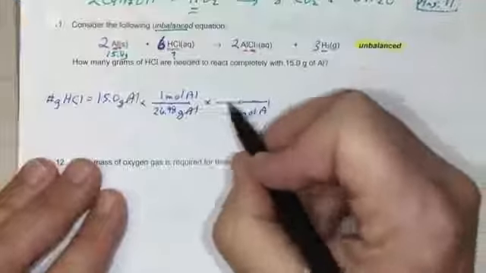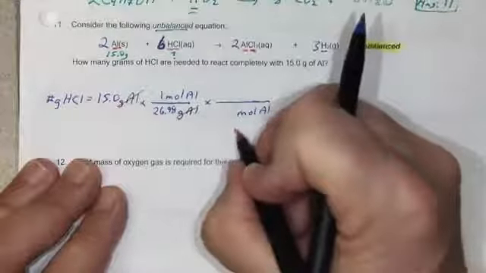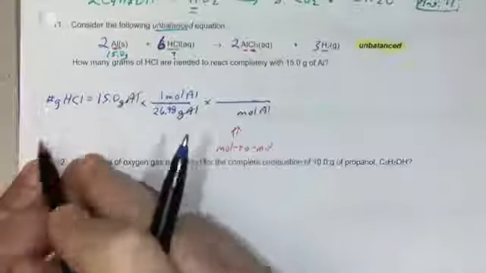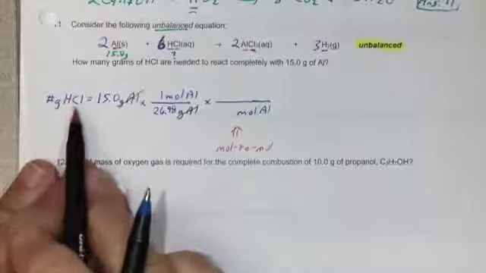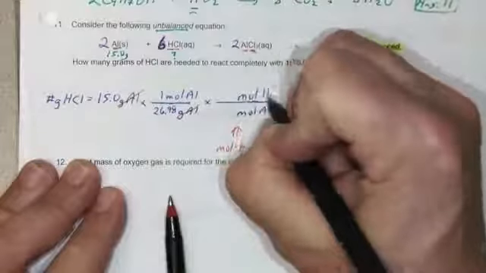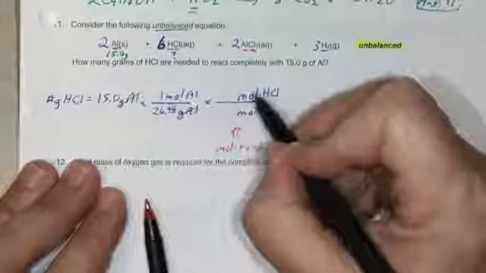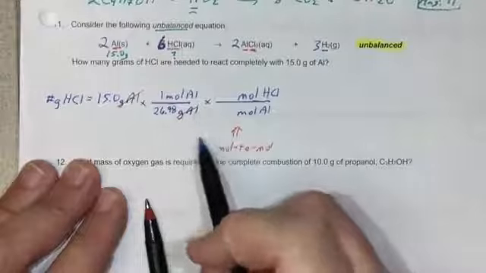Well, what do I put in the numerator? Well, this is going to be the mole-to-mole ratio. This is the key step in every stoichiometry problem. This is the mole-to-mole ratio. And here's where it helps if you've written down what you want to know. I want to know the number of grams of HCl. So I'm going to go from moles of aluminum to moles of HCl, because that's what I wanted. So how do I go from moles of aluminum to moles of HCl? I use a mole-to-mole ratio.